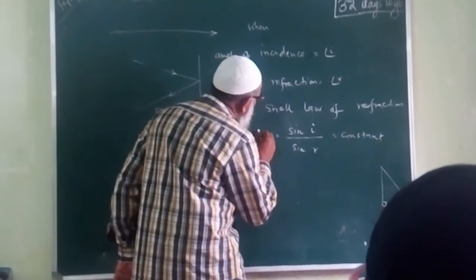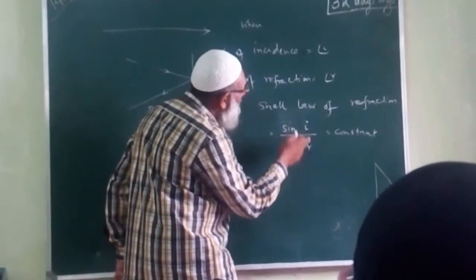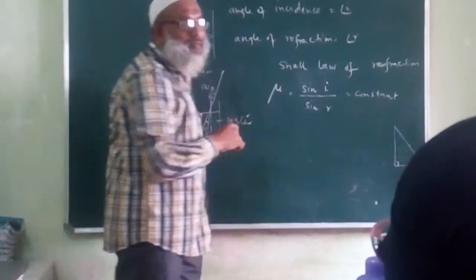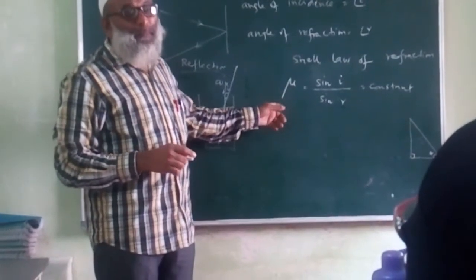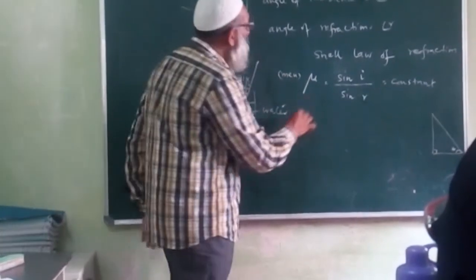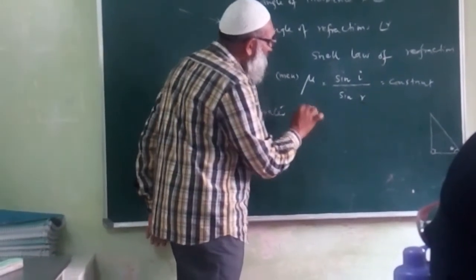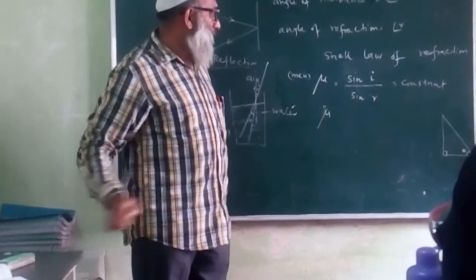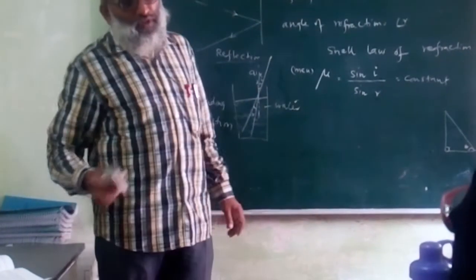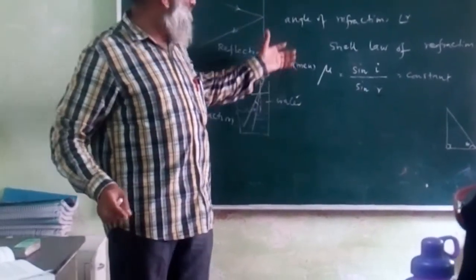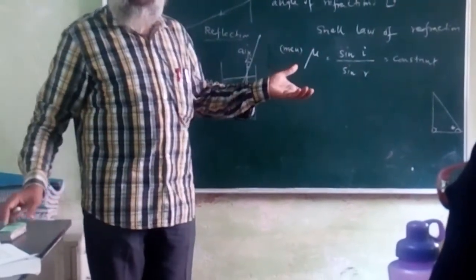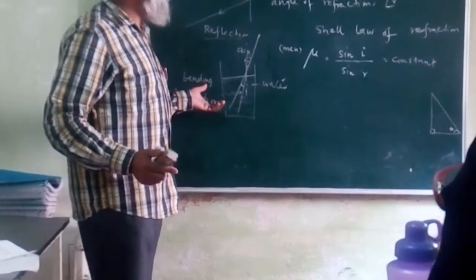So the ratio of the sine of the angle of incidence to the sine of the angle of refraction is a constant, and it is given by a Greek letter called mu. Just put u and put a bar across it. For any object, the mu value is constant. For water it has some value, for glass it has another, for diamond it has another, like that.